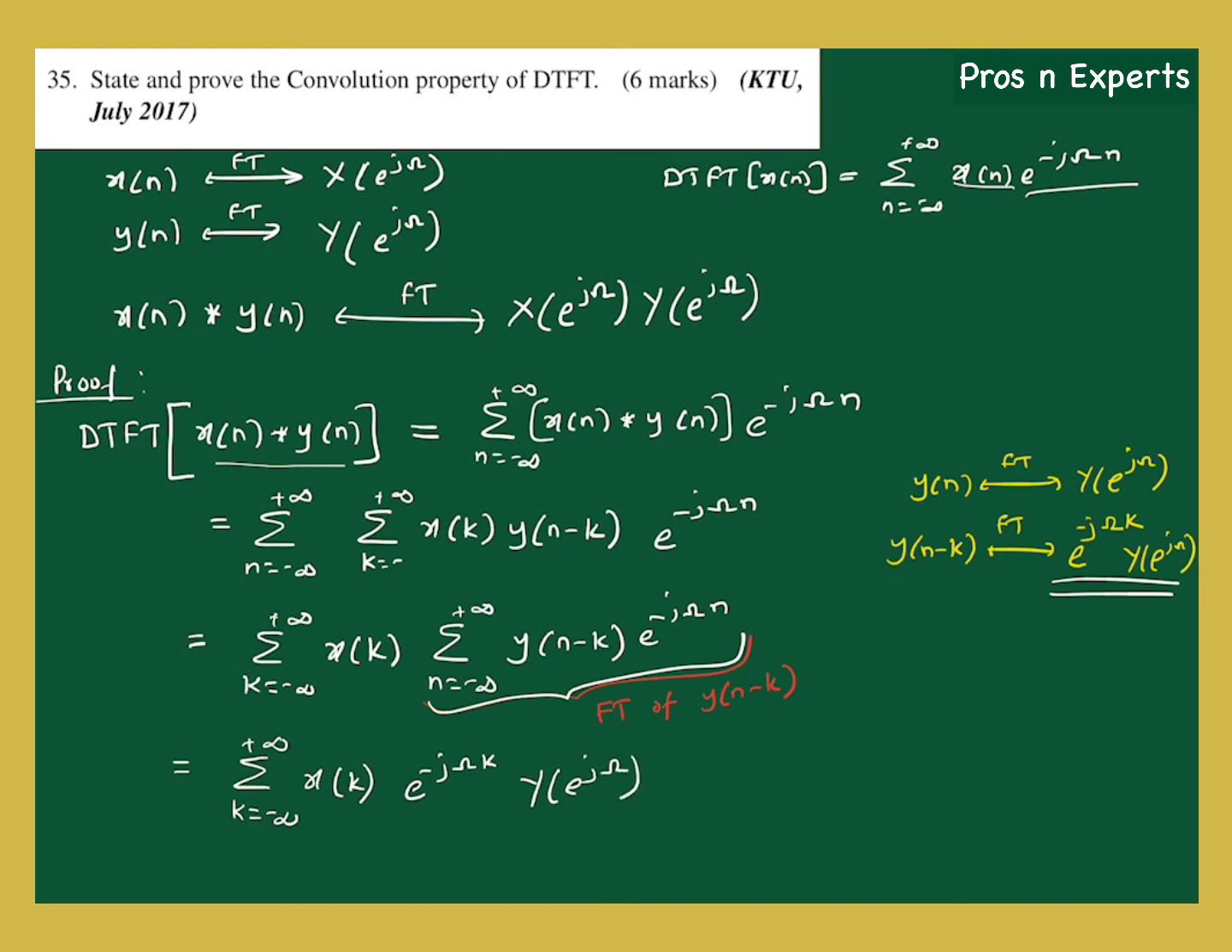Okay, now listen carefully. What is this summation? This is nothing but the standard definition for the Fourier transform of x of k, or x of n. k is a dummy variable, I can always change it to n. Sigma n equal to minus infinity to infinity x of n into e raised to minus j omega n, which is nothing but the Fourier transform of x of n, and I can represent it as X of e raised to j omega. So this is equal to X of e raised to j omega, and the remaining is multiplied by Y of e raised to j omega. So that is the proof.